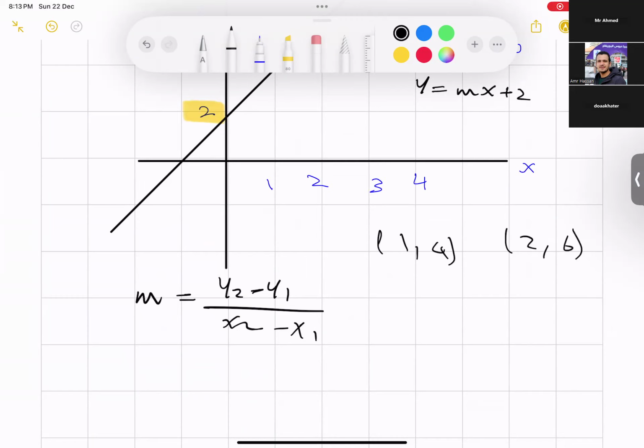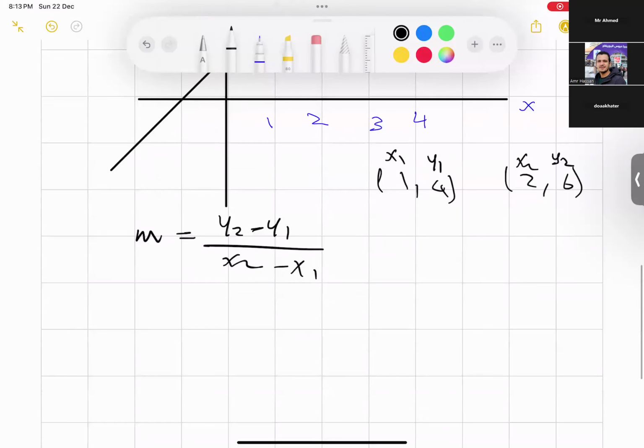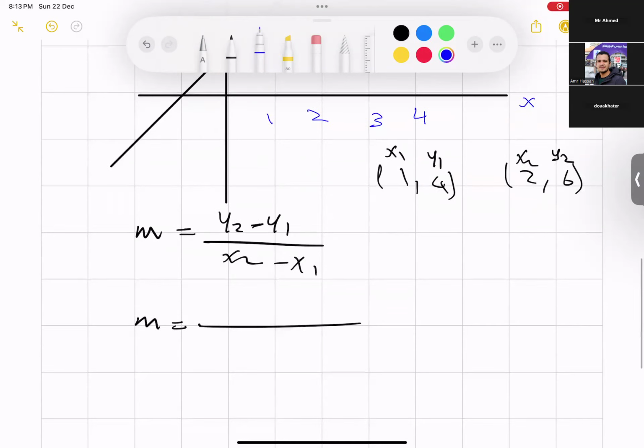Remember, this one is x1, y1, and this one is x2, y2. So what does the slope stand for? It's the difference of y. So tell me. It's going to be 6 minus 4, over 2 minus 1. So 6 minus 4 over 2 minus 1 is 2 over 1, which is 2, right?